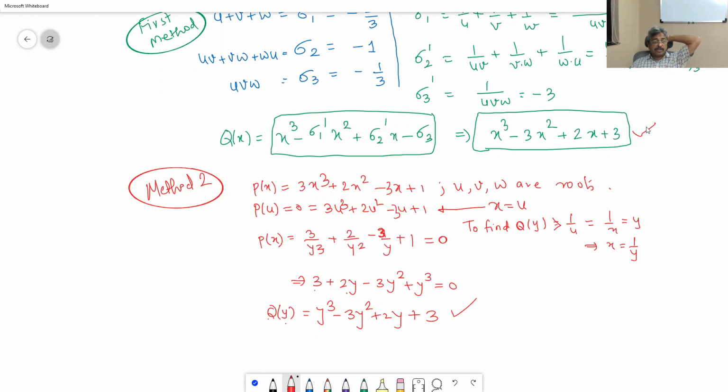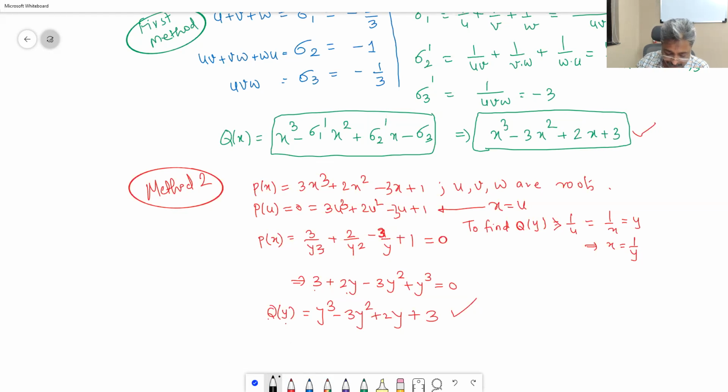Questions? Have you understood this method? We are just changing the variable. Earlier the variable was x, now we are making it y, and we know how y and x are related to each other. If you want the root to be the reciprocal of the earlier one, then y and x are related by x equal to 1 upon y, or y equal to 1 upon x. That is how it is. If you solve the next problem, you will come to know what transformation we are trying to discuss.